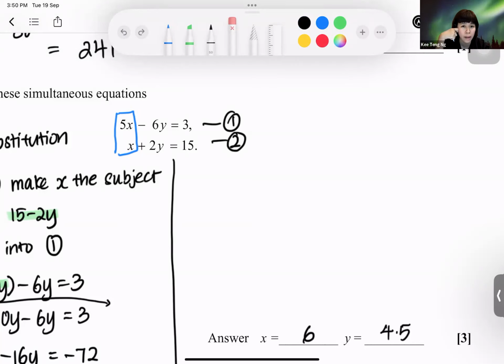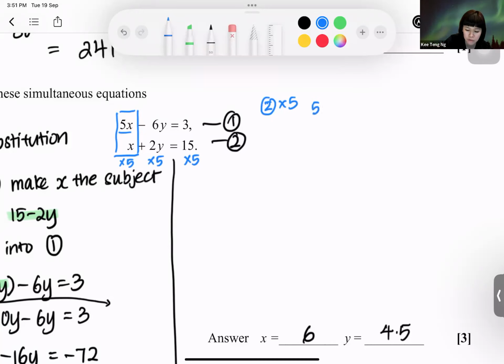Okay, I'll do the one that has possible careless mistake, and then tell you. Then maybe I'll go through two. So let's say I'm going to make x the same, right? So this one is 5x. So here what do I need to do? I need to multiply by 5 to every single term. So by elimination, take equation 2, I multiply by 5 to every single term. That will become 5x, 10y, 5 times 15, 75.